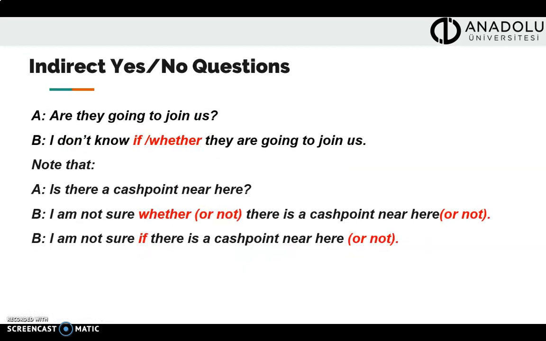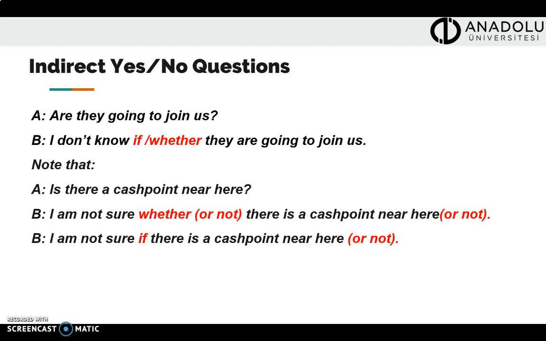Now let's have a look at indirect yes-no questions. Look at these dialogues. Are they going to join us? I don't know if they are going to join us. Or you can say, I don't know whether they are going to join us. To introduce indirect yes-no questions, you can use either if or whether. There's no difference between them.